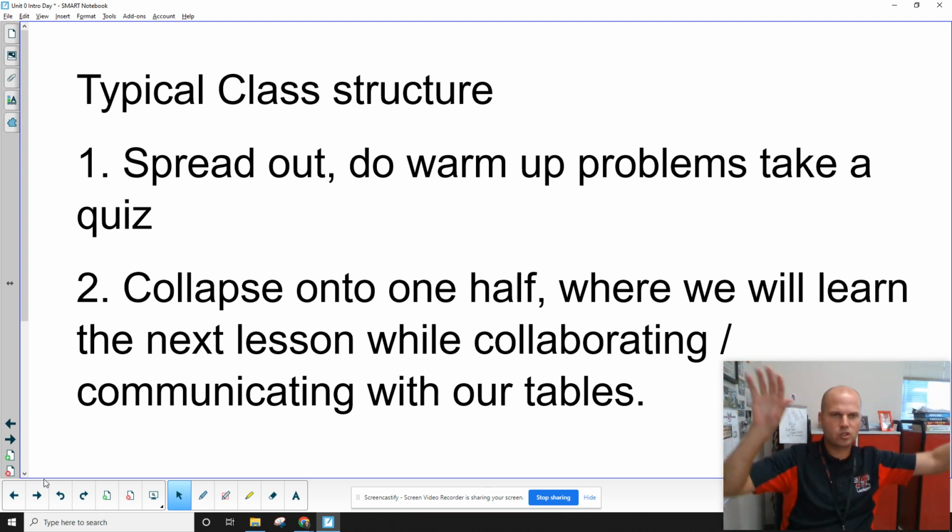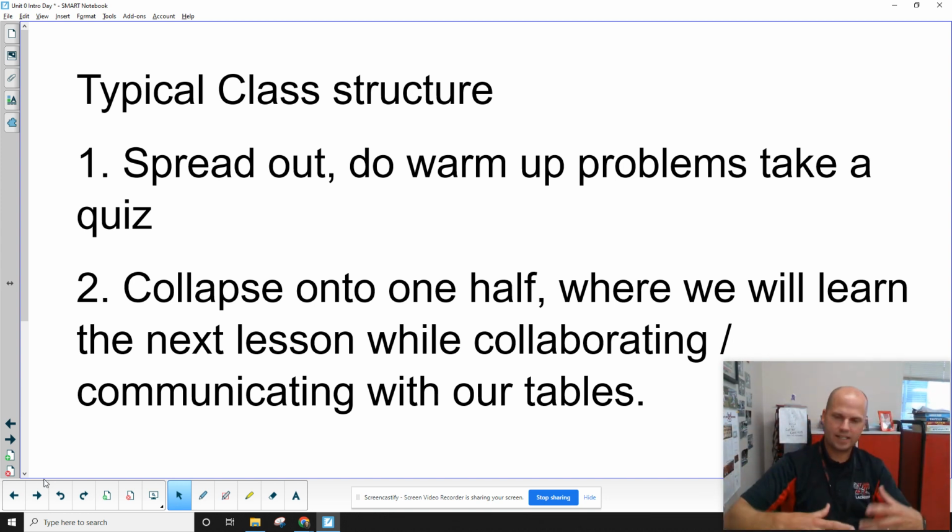We got 2 projectors working, so everybody can see things at the same time. I'm going to be centrally located, moving around. And when we learn new lessons, we'll collapse you. We'll get into tables of 5 where we can talk about the content. We can really engage in it.